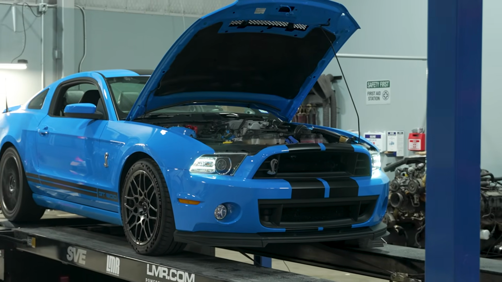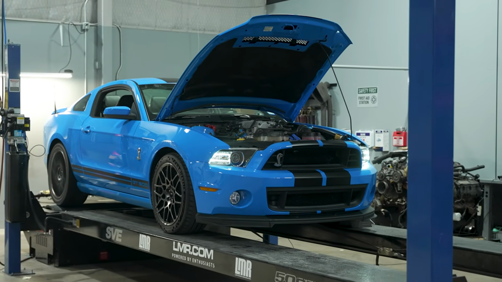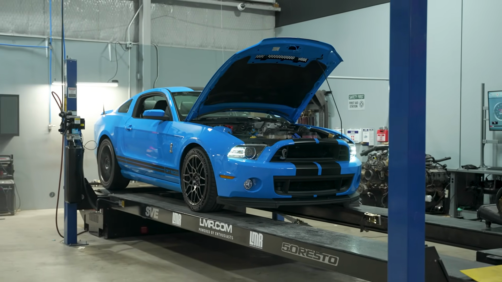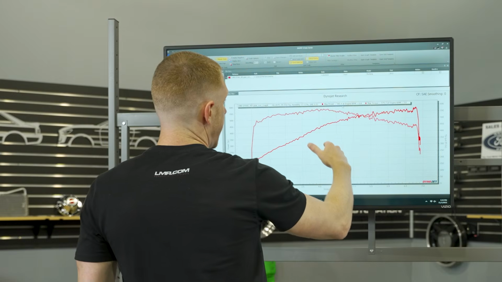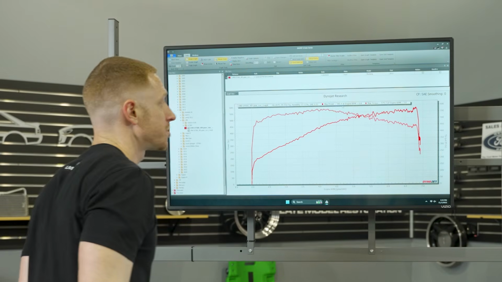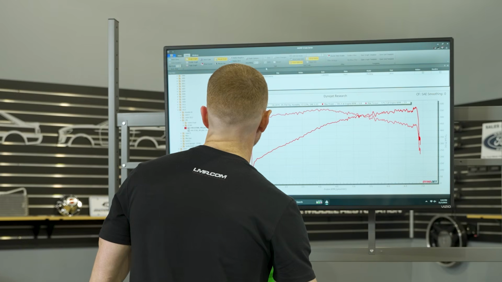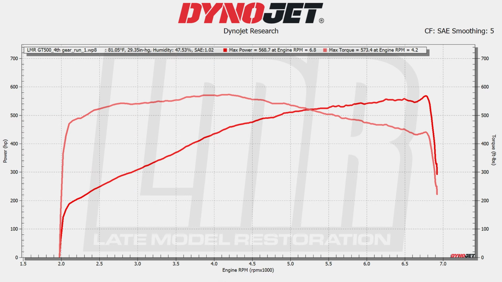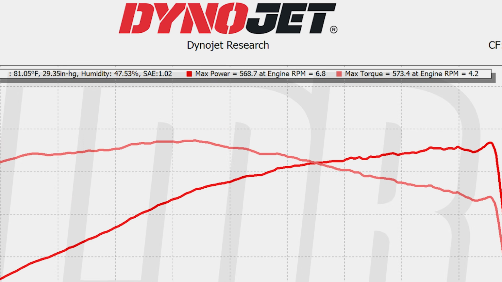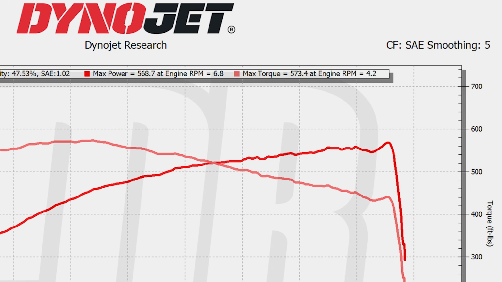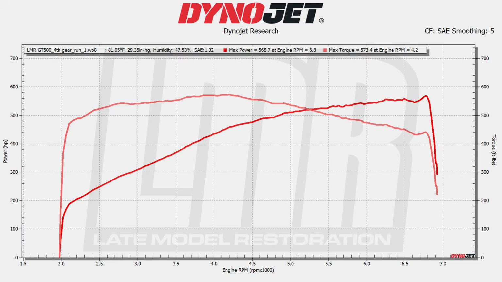So smoothing 0, on this particular car here, we're looking at a 2013 bone stock GT500. Smoothing 0, SAE correction factor. It made 581.4 horsepower, 6,800 the RPM doesn't matter. Torque 579.3. If we go to smoothing 5, look what happens. 568.7 horsepower, 573.4 pound-feet of torque.